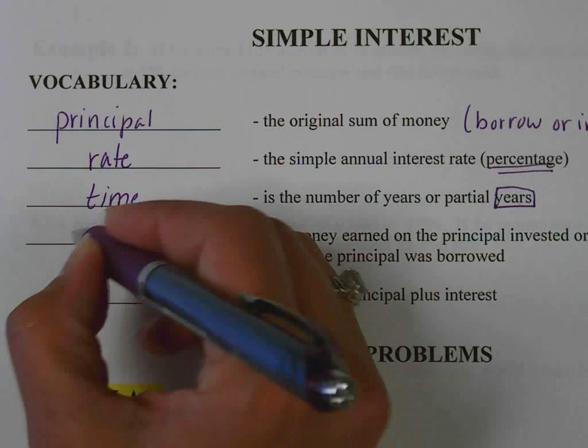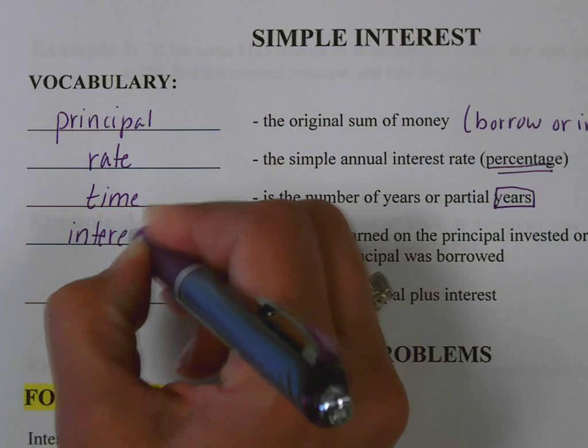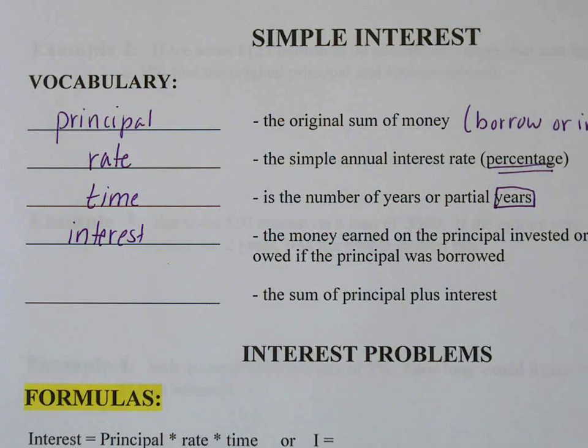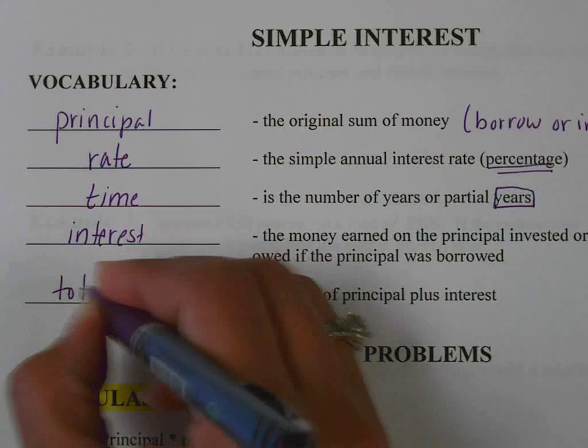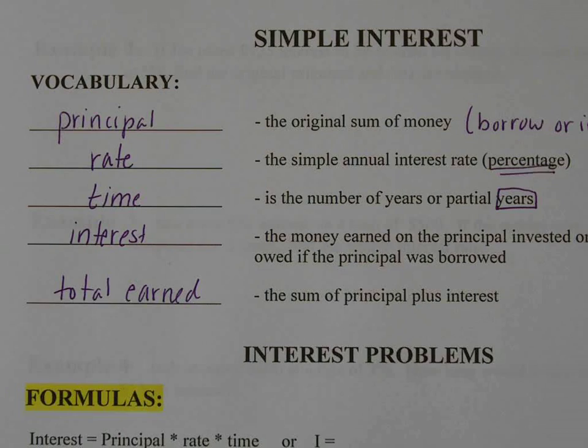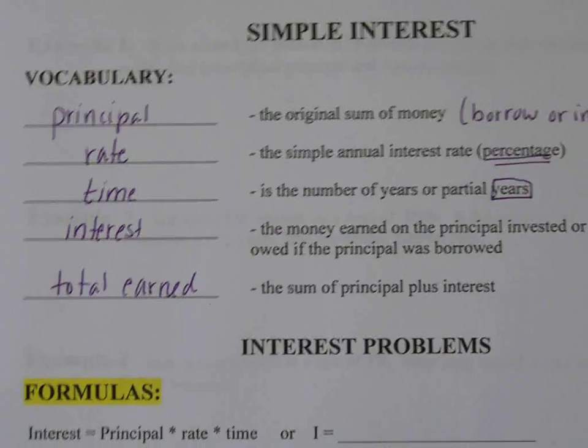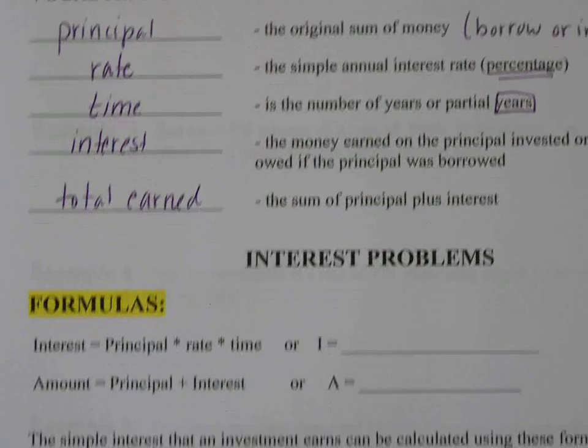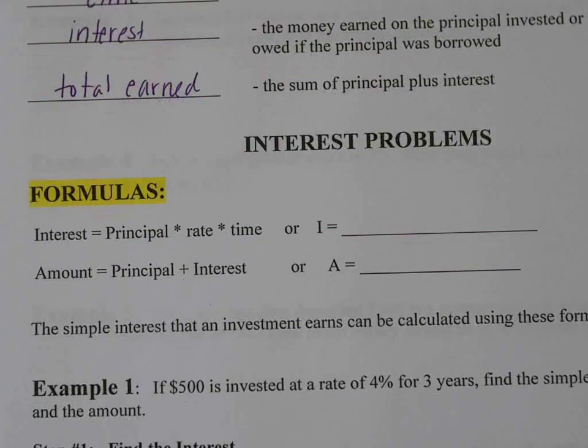Our next term is interest. Interest is the money earned on the principal invested or the money owed if the principal was borrowed. So interest is money that we can earn by investing, or it's something we pay in order to borrow money. The next term is the total earned. Total earned is the sum of the principal and the interest. Now, this may not make a lot of sense now, but we'll look and see what this all means here.